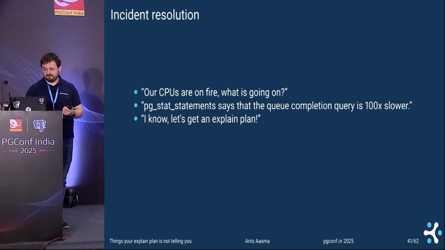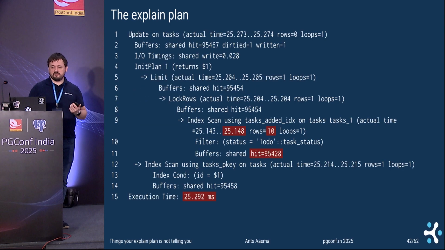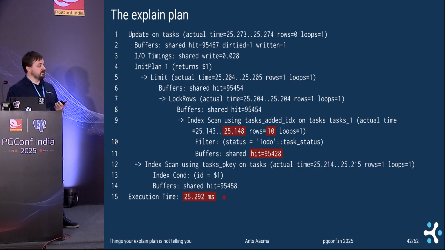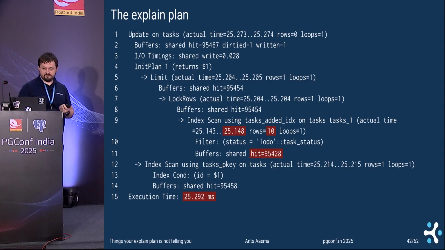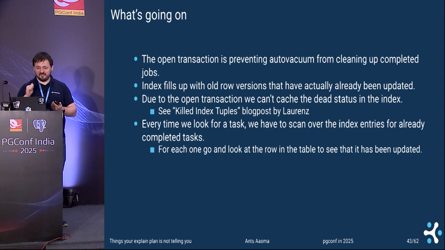You get the explain plan. So let's do that, and we will get this kind of explain plan. We will see that we are executing it in 25 milliseconds. And basically all of those 25 milliseconds are spent in this index scan to get 10 rows. Why 10 rows? Well, that's this skip lock thing. We are just skipping over some rows that somebody else is looking at, and we are filtering for the to-do task status. And to get those 10 rows, we are hitting 95,000 pages. So what is going on?